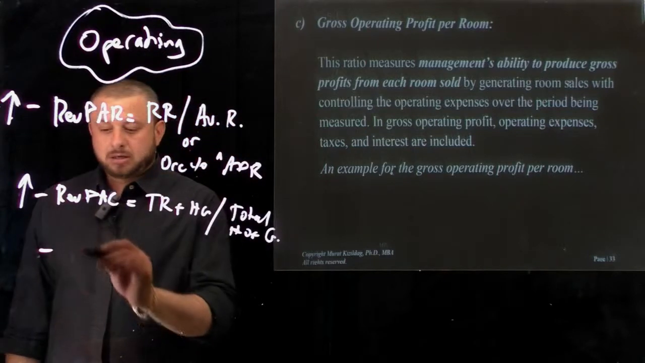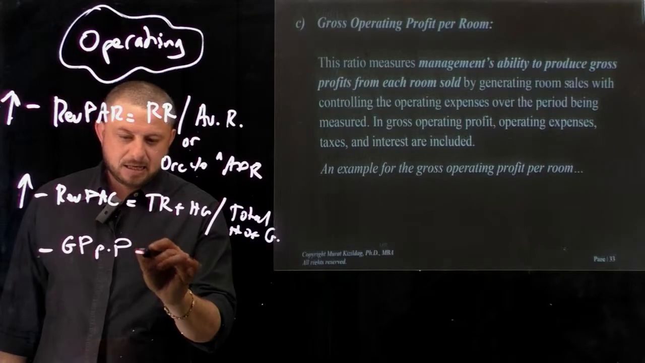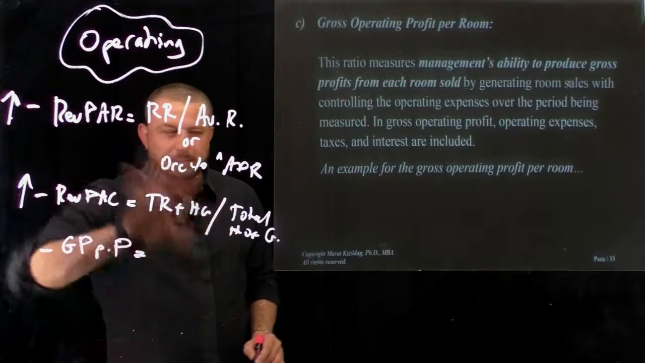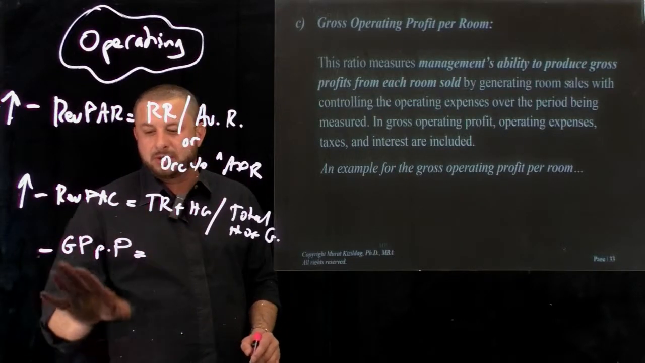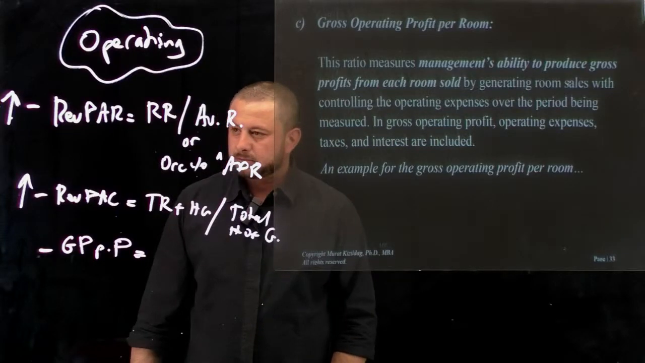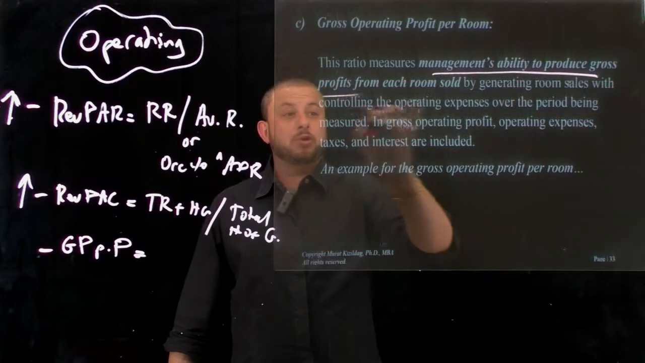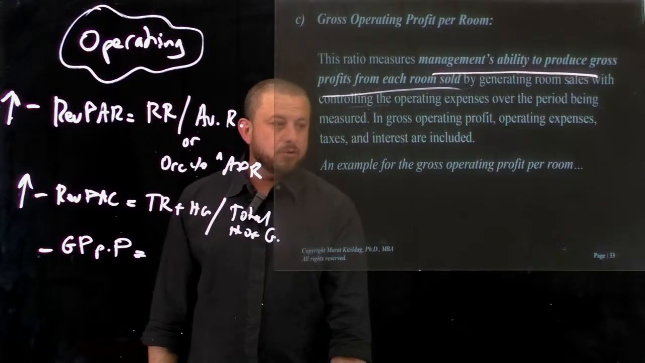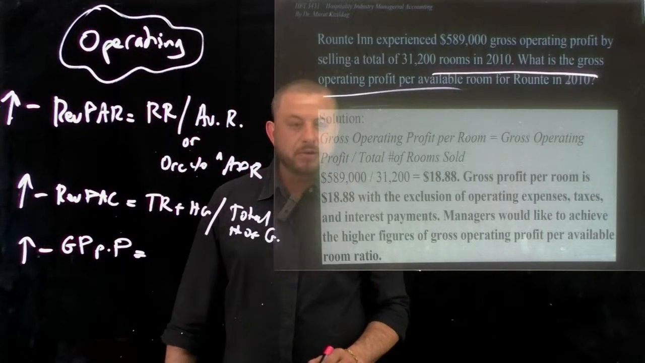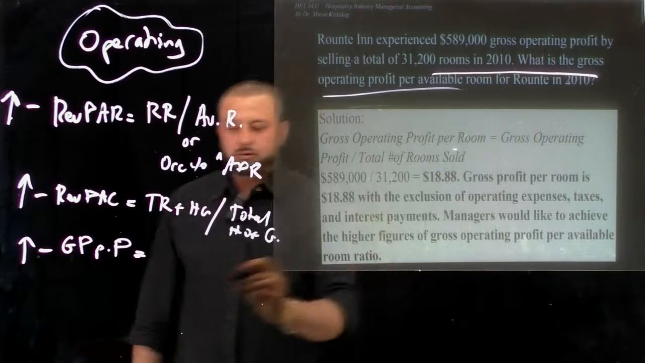Gross profit, gross operating profit, same thing, per room, PP, lowercase and uppercase, per room right here. These are my abbreviations, by the way. You can just come up with yours, but usually they use the full name. This ratio shows management's ability to produce gross profit from each room sold, and of course, you want this ratio as high as possible again, because it's an operating ratio. Gross operating profit per room is equal to gross operating profit over total number of rooms sold.